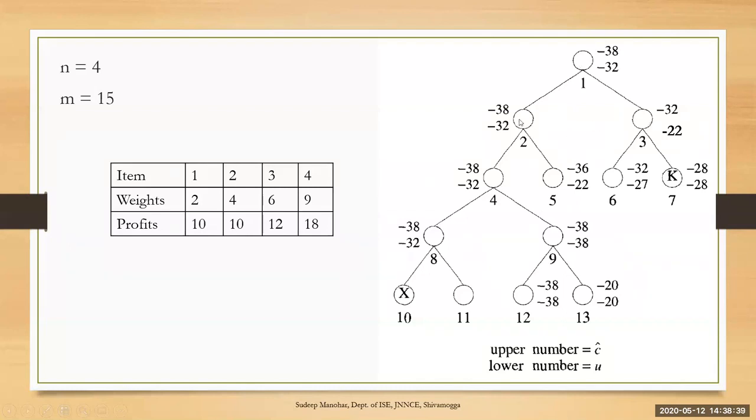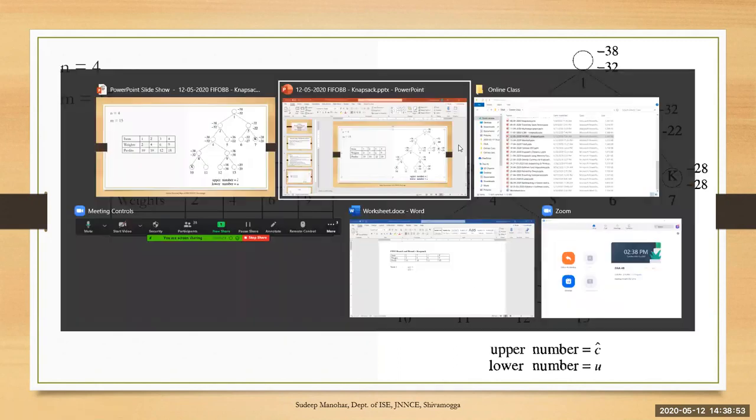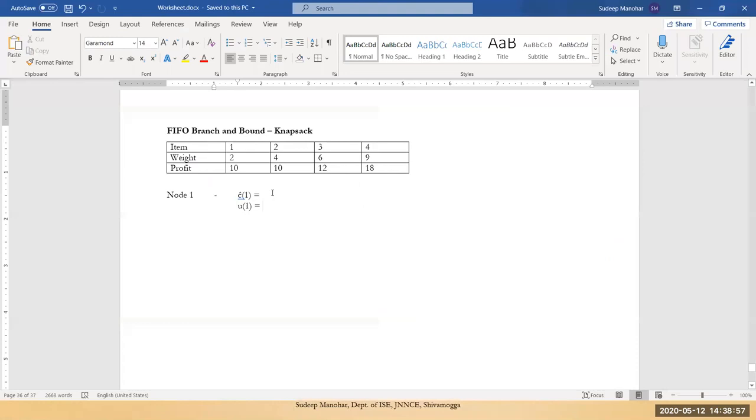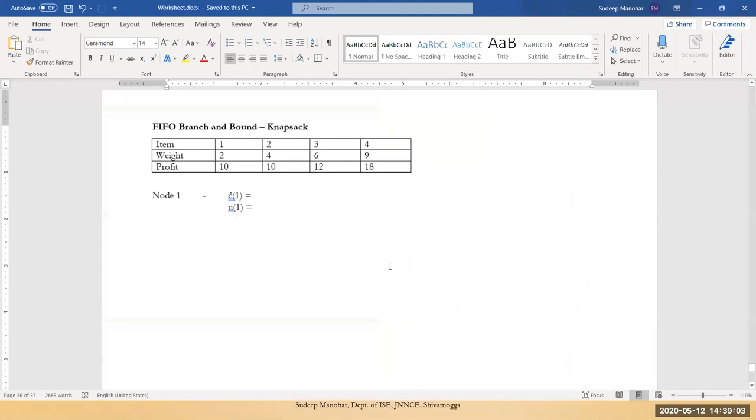The state space tree is a binary tree. It has two children, one left and the other right. The left subtree or branch indicates the inclusion of the item. The right one indicates the exclusion of the item. So we will use the worksheet and we will solve this problem. Please take your notebook so that you can work along with me.